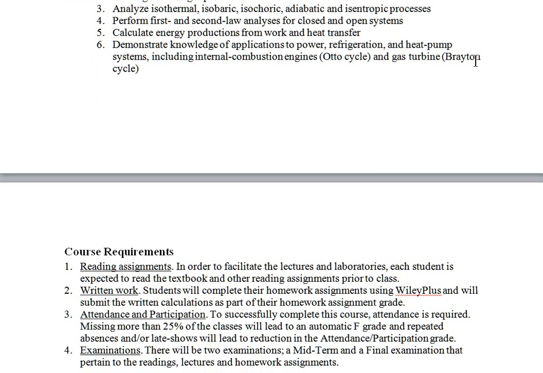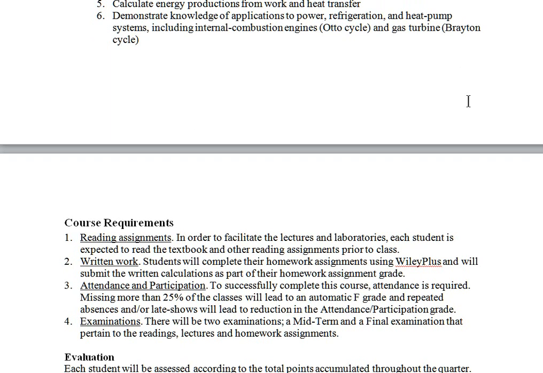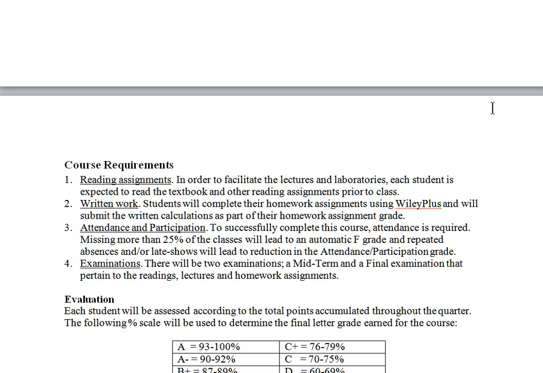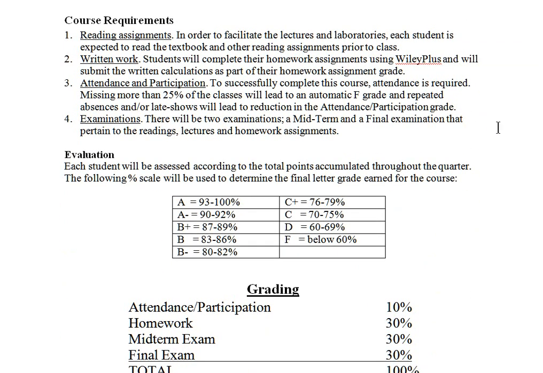Perform first and second law analyses for closed and open systems. Calculate energy production from work and heat transfer. Demonstrate knowledge of applications to power, refrigeration, and heat pump systems, including internal combustion engines, like the Otto cycle. Basically, the Otto cycle is the same engine that's used in your gasoline-powered car, right? And then gas turbine, or the Brayton cycle, similar to the turbines that are used on fighter jets or something like that.